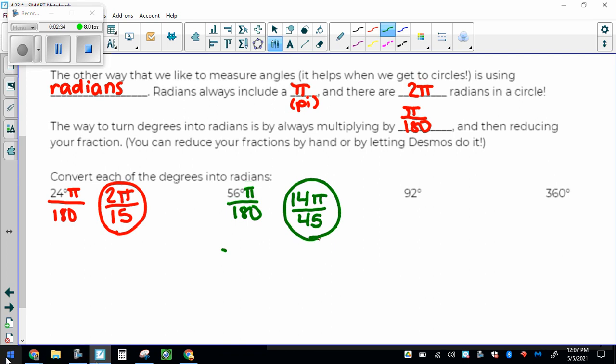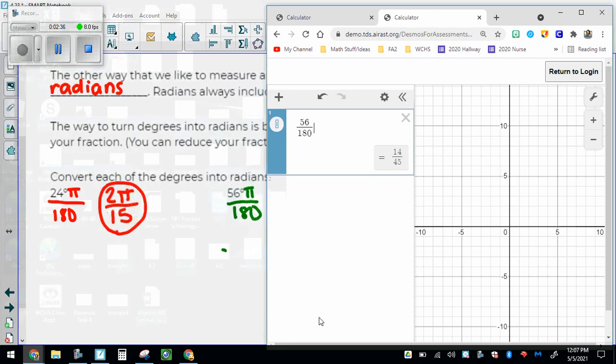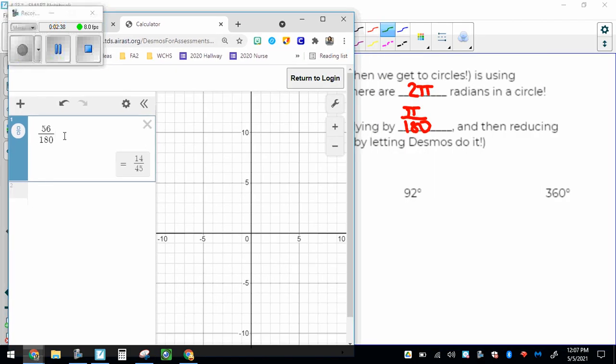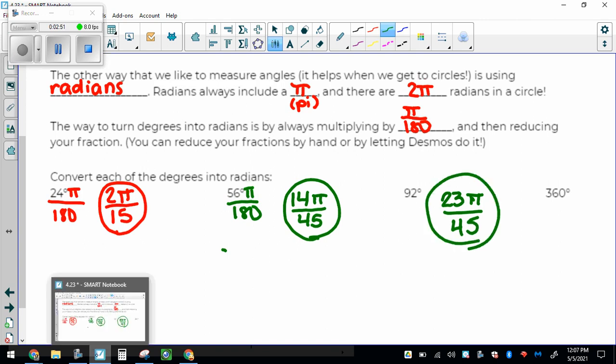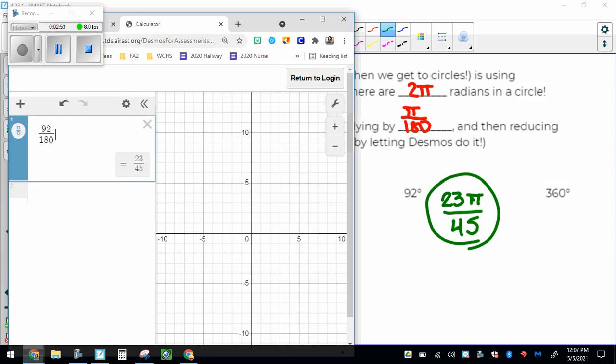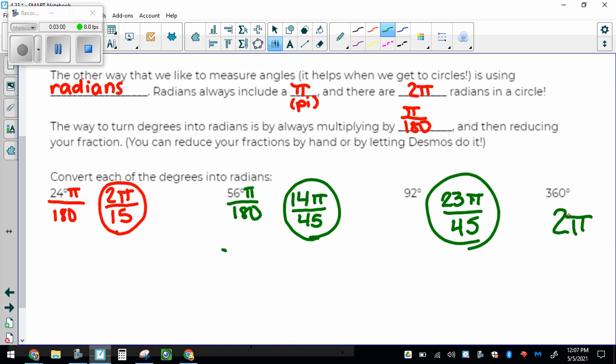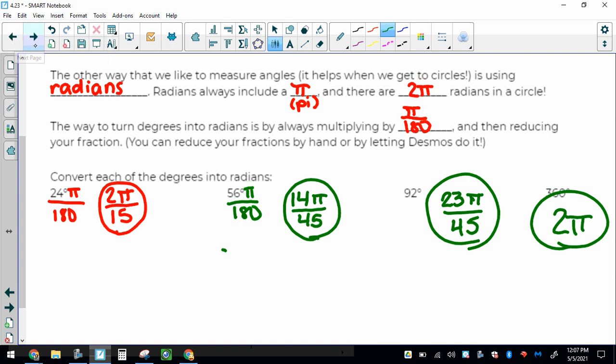For 92, I'm going to bring back up Desmos. 92 over 180 is 23 over 45, so that's 23 pi over 45. And then for 360, it's just plain old 2, so 2 pi. All right, so that's how we convert degrees into radians. All right, it's always pi over 180.